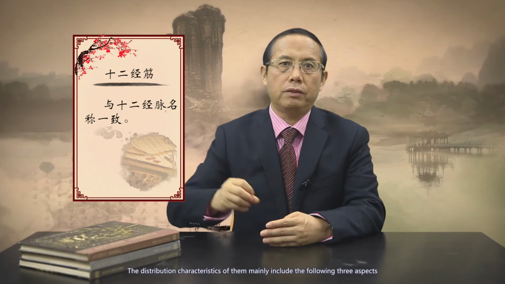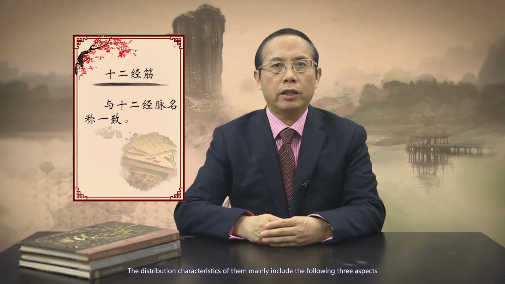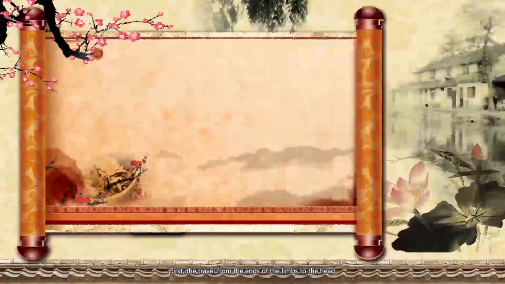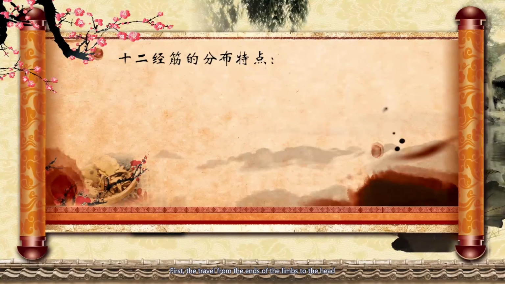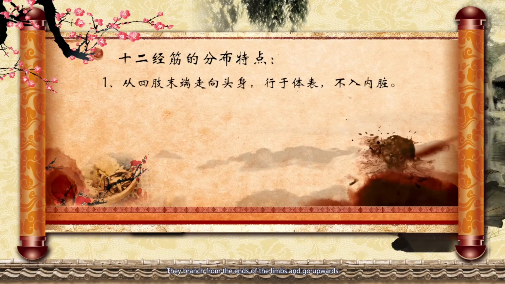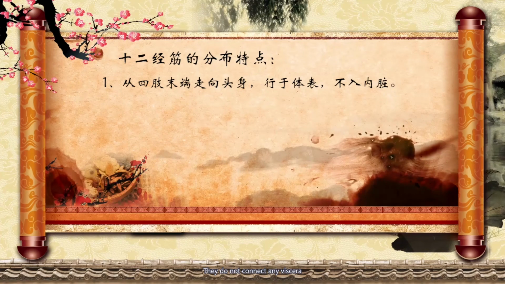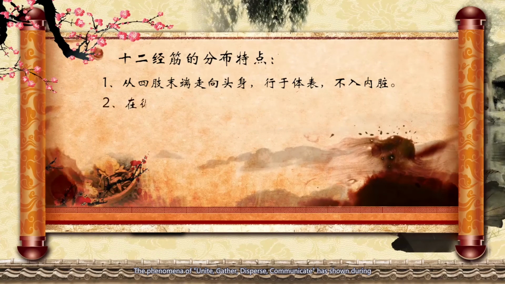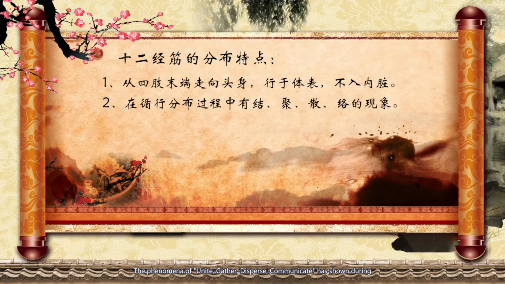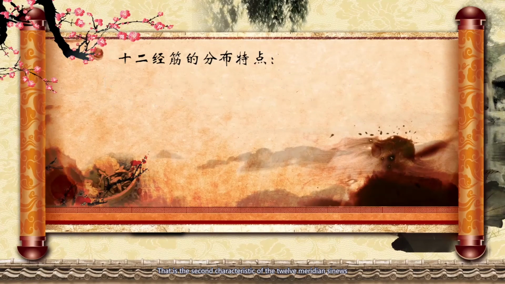The distribution characteristics of them mainly include the following three aspects. First, they travel from the ends of the limbs to the head. They branch from the ends of the limbs and go upwards. They are sent to the head and body, travel on the body surface, yet do not enter the vessels. They do not connect with any vessel. The phenomena of unite, gather, disperse, and communicate show during the course and distribution. That is the second characteristic of the 12 meridian sinews.